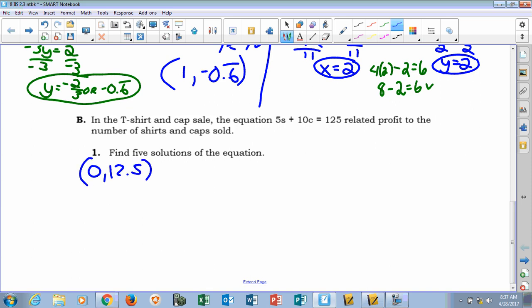And if I did it the other way around, 5S equals 25, you could do 25, 0. So there's 2 right there. Anyone want to share a point? Andrew. 25 and 5.